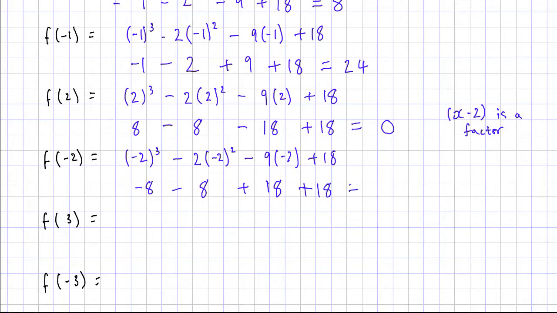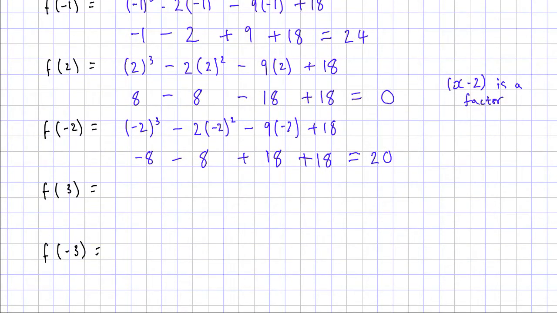Okay, so I have minus 8, take away 8 is minus 16. Add 18 is 2, add 18 is 20. So this one is 20. Now you can see that I'm actually looking for 0. So when I have 0, I can say that something is a factor. So let's try this one.